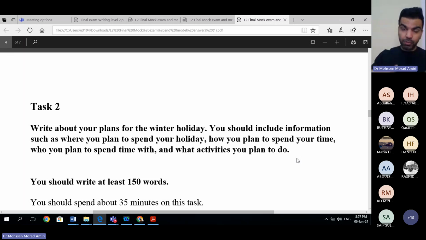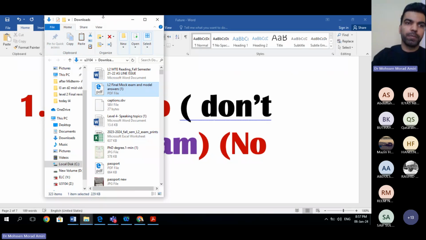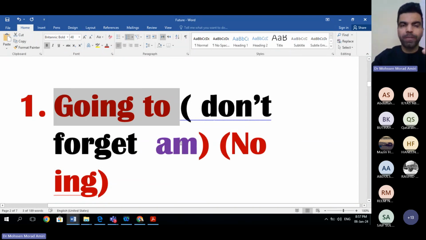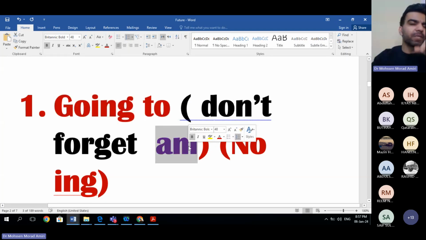First let me teach you how to write in the future tense. There are some words that can help you to write about future plans. Number one is going to. It seems like will, but will and going to are somehow different. I explained it before, so I don't want to explain it here right now because we don't have time. Don't forget am.